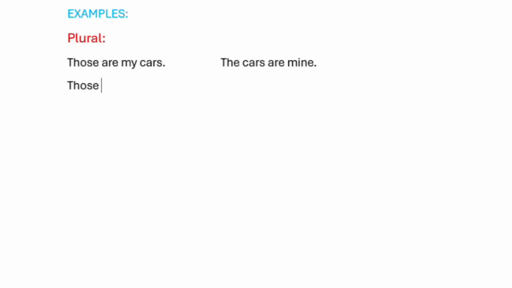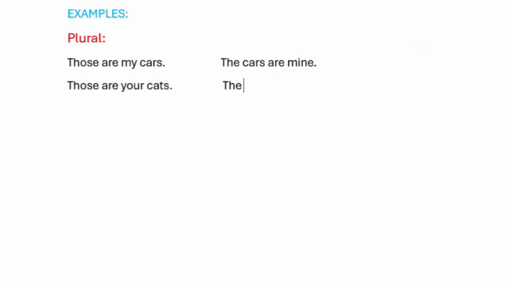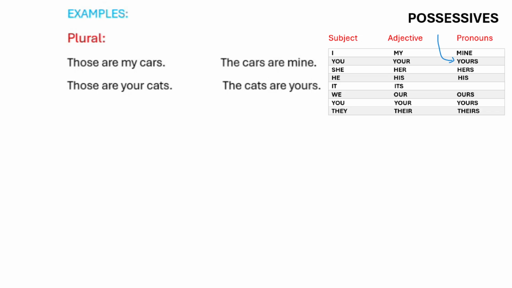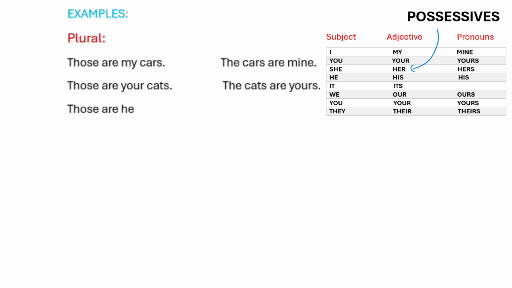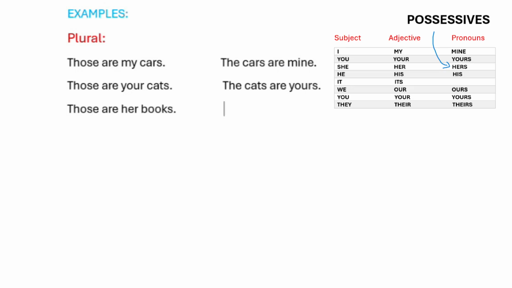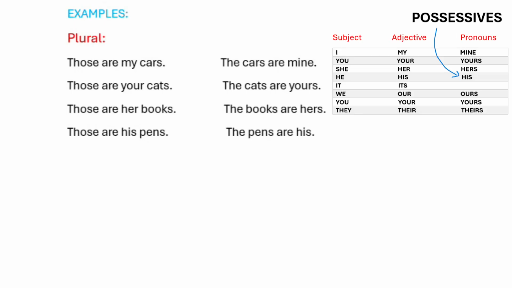Okay, continue. Those are your cats. You remember the cat? Yes. And the cats are yours. And the continuation here, those are her books, and the books are hers. Fantastic, guys, fantastic. Wow, awesome. English is beautiful when we have a very clear explanation. Okay, and those are his pens. The pens are his. Yep.